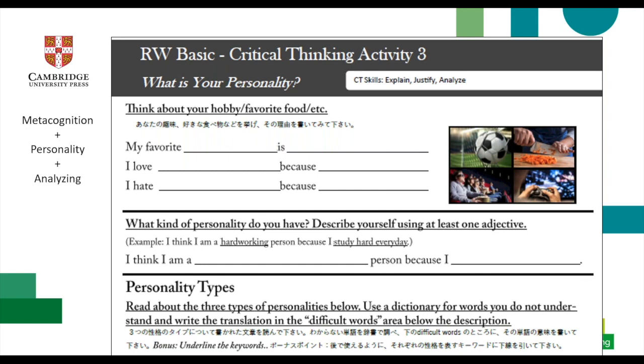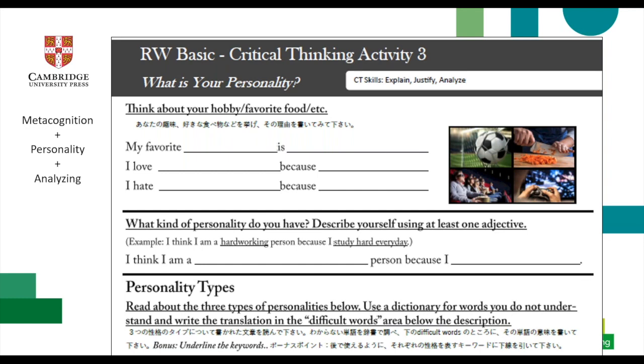So we have my favorite blank is blank. It could be my favorite food is pizza. My favorite sport is soccer. I love soccer because it's exciting. I hate volleyball because I don't like getting hit in the face with volleyball. I don't know. Anything would be fine. This is very, very free. Just gets them thinking about themselves. The very next section actually says, what kind of personality do you have? And this is before they actually read about different personality types.